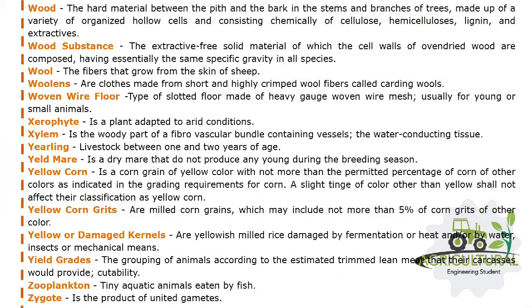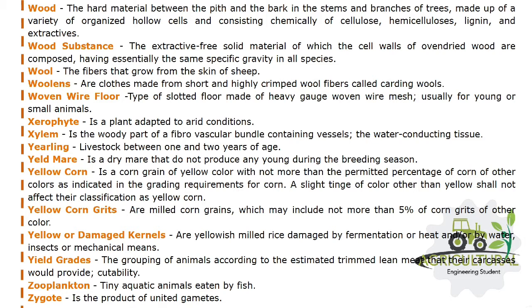Wood, the hard material between the pith and the bark in the stems and branches of trees, made up of a variety of organized hollow cells and consisting chemically of cellulose, hemicelluloses, lignin, and extractives. Wood substance, the extractive-free solid material of which the cell walls of dried wood are composed, having essentially the same specific gravity in all species. Wool, the fibers that grow from the skin of sheep. Woolens, clothes made from short and highly crimped wool fibers called carding wools. Woven wire floor, a type of slotted floor made of heavy gauge woven wire mesh, usually for young or small animals.